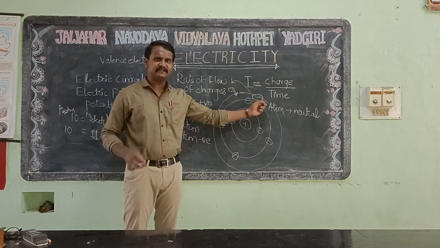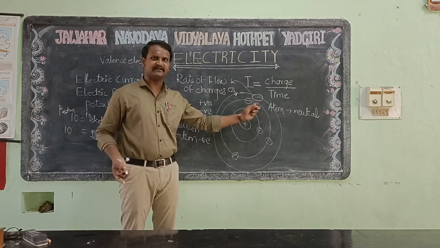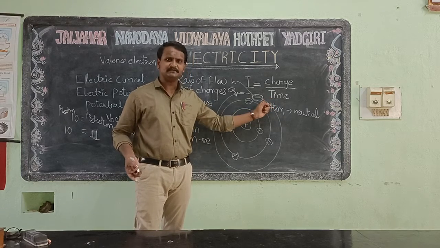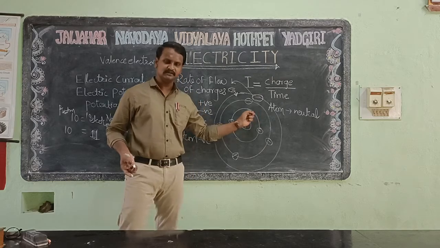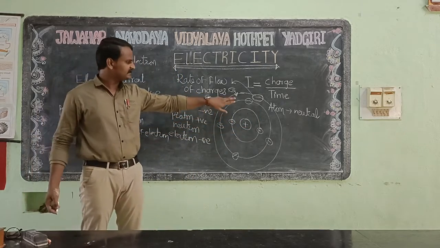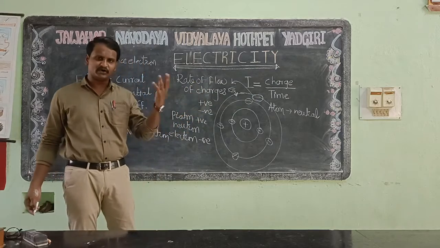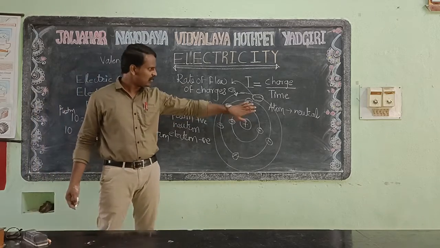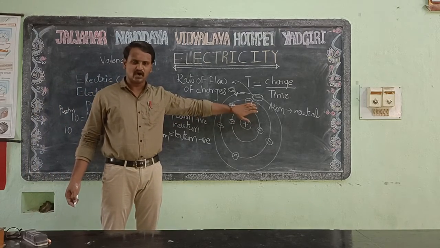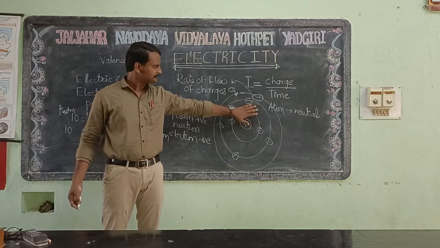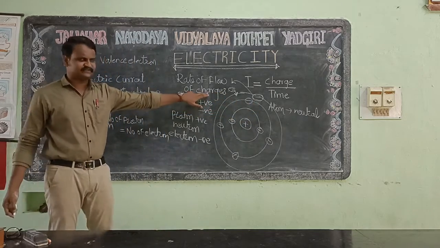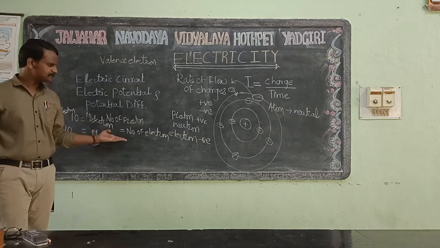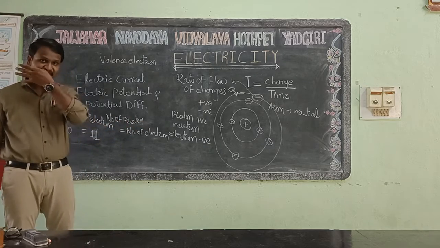So the flow of charges, meaning the flow of electrons, creates the electric current. In earlier times it was considered that the flow of positive charges creates electricity, but it was later discovered that the flow of current is due to the flow of electrons. Clear? This is the basic thing, that is, charges. We have two types of charges, positive charges and negative charges. Positively charged means having a number of protons greater than the number of electrons.